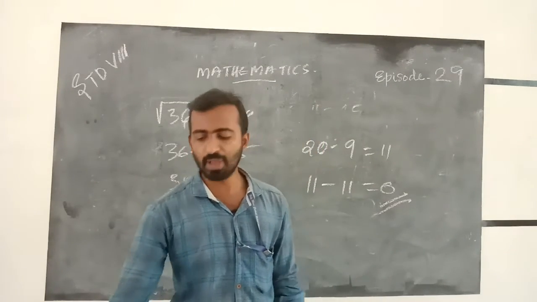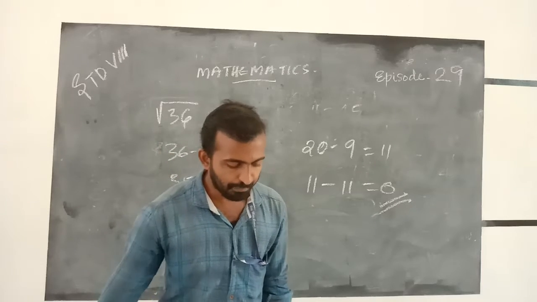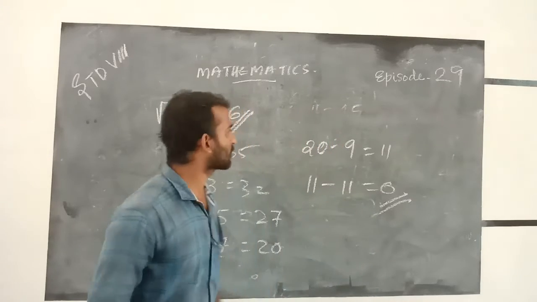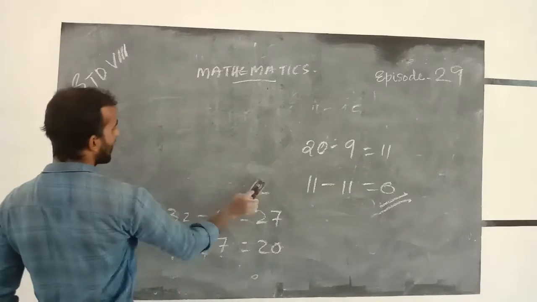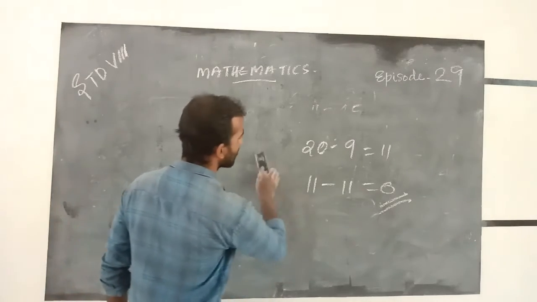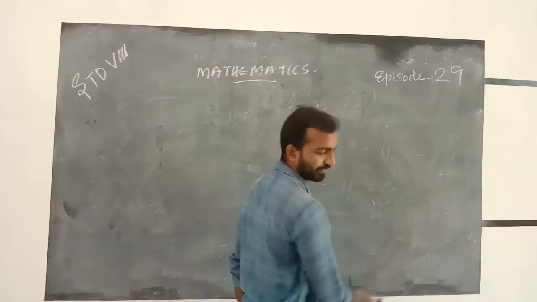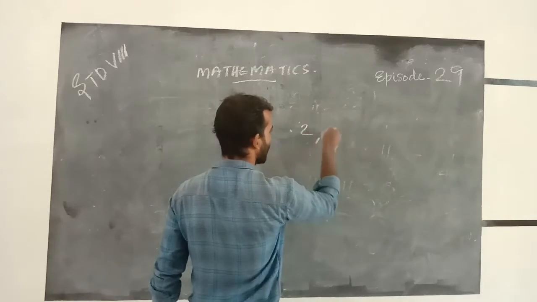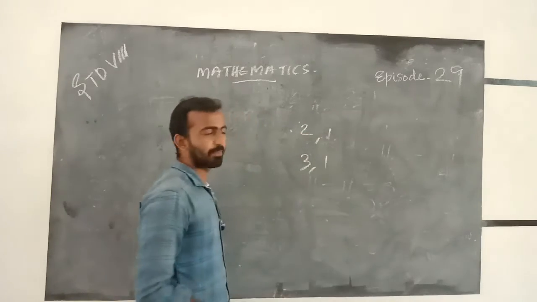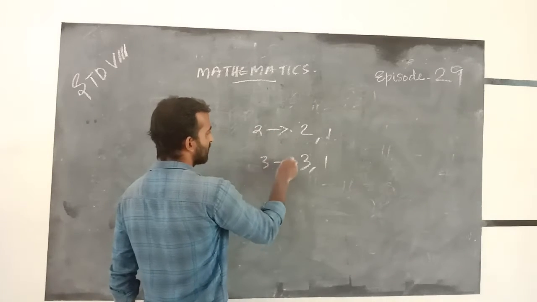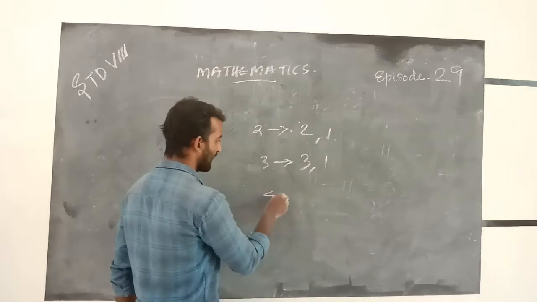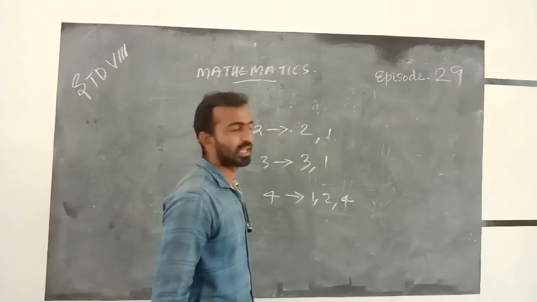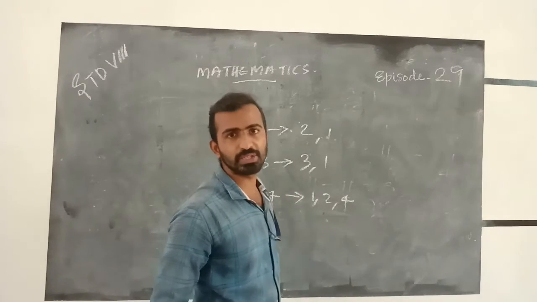The next section is finding the square root by prime factorization. What do you mean by a prime number? A prime number means its only factors are one and itself. 2 is a prime number, because its factors are 2 and 1. 3 is also a prime number. Is 4 a prime number? No, because the factors of 4 are 1, 2, 4. The number of factors is 3, so 4 is not a prime number.